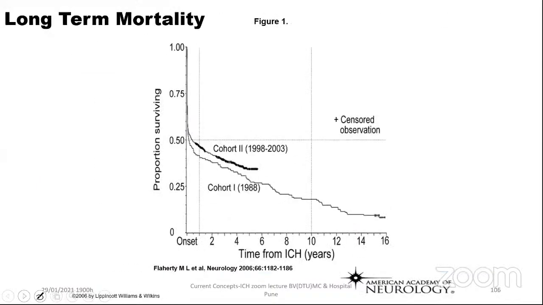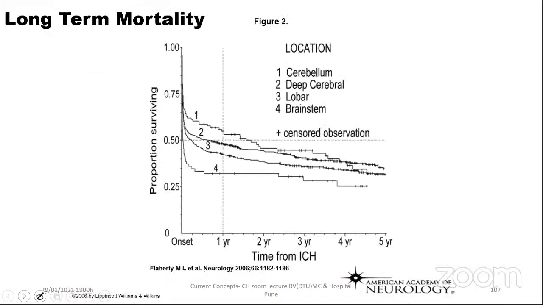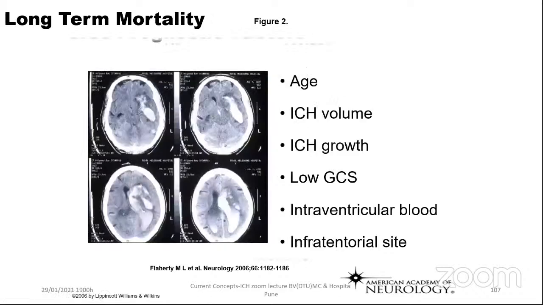And this is the long-term mortality. What I am showing is that there is no change. Whatever we have learned about ICH over so many years, there is no long-term mortality improvement in ICH cases, which is about 20 to 30% in India. The long-term mortality has not improved, whether it's deep cerebellar, lobar, or brainstem. So still we have to learn a lot about this.